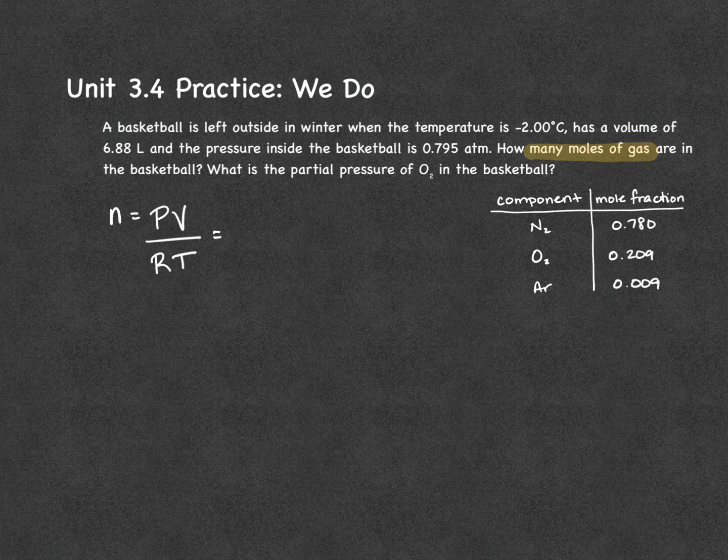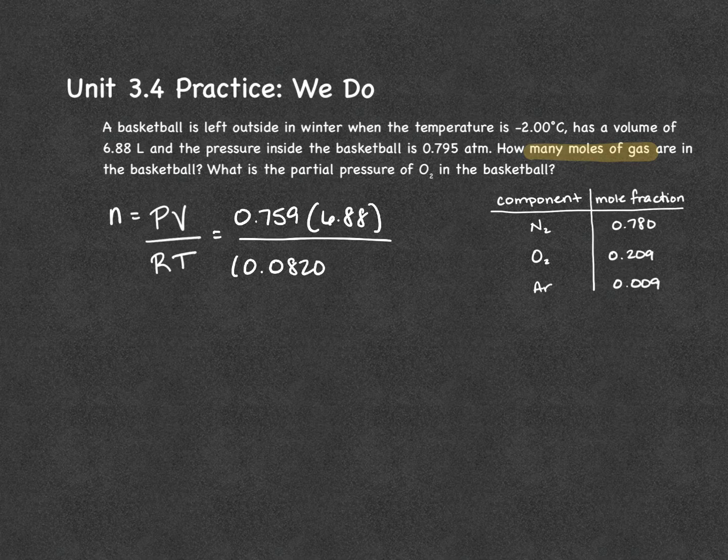So our pressure is 0.795 atmospheres. Our volume is 6.88 liters, and that's going to be over our R value, which, since we're in atmospheres, is going to be 0.08206. And our temperature, when we convert from Celsius to Kelvin, is going to be 271 Kelvin. So when we plug this all in and solve, we get 0.246 total moles that are in our basketball under these conditions.